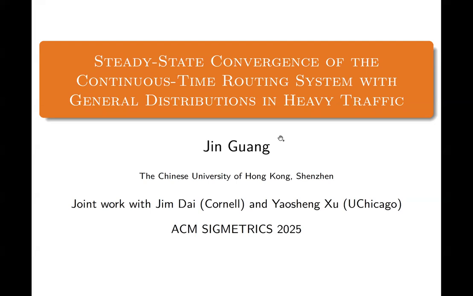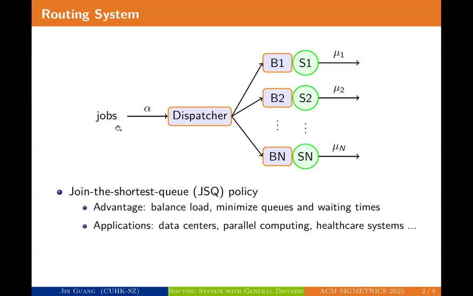We consider a routing system with only one source of arrival, routing to N parallel stations. Each station is equipped with a single buffer and a single server. The service rate is mu1 for station 1, and the arrival rate for this system is alpha.